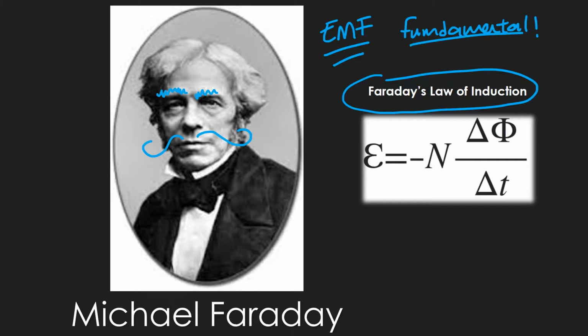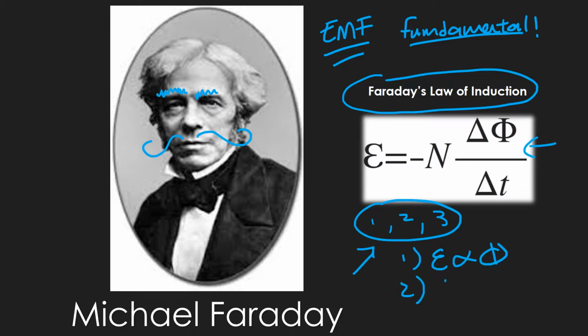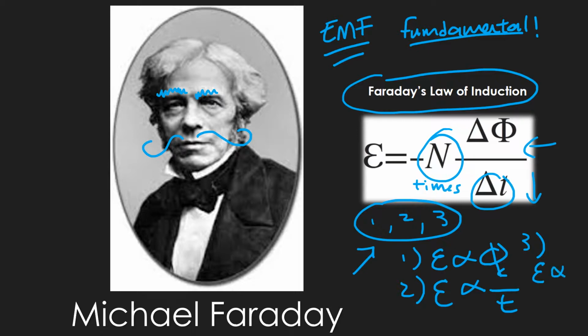Faraday's experiment shows that EMF induced by a change in magnetic flux depends on only a few factors. First, EMF is directly proportional to the change in flux. Secondly, EMF is greatest when the change in time is the smallest. That is, EMF is inversely proportional to the change in time. Finally, if a coil has n turns, an EMF will be produced that is n times greater than for a single coil, so EMF is directly proportional to n.